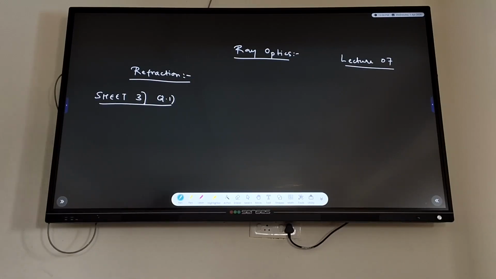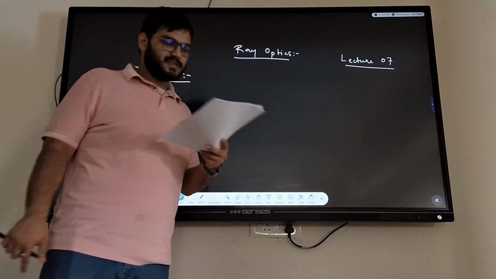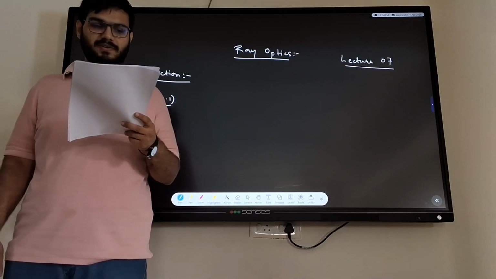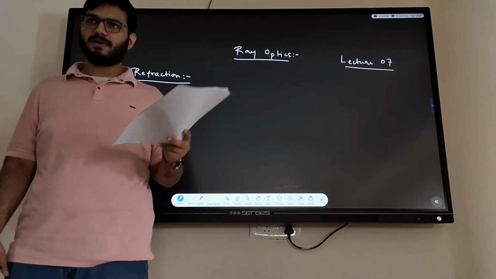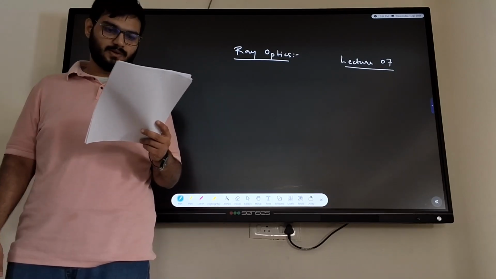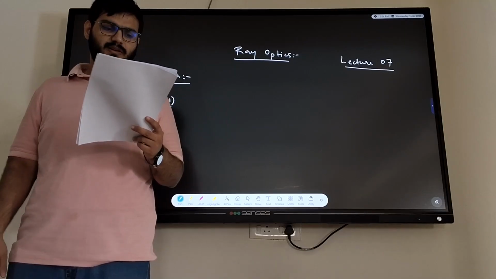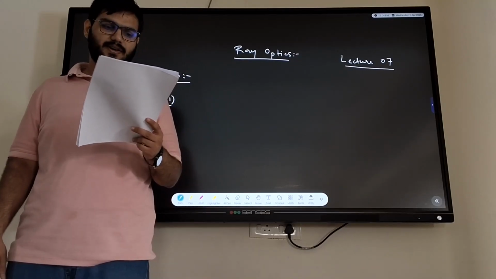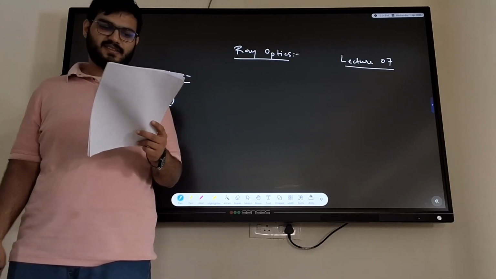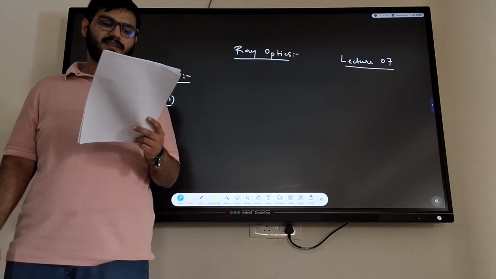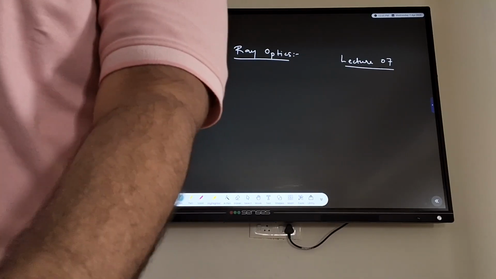Okay, then I'm starting with the question. The time taken by light to travel in two different media is given to be T1 and T2, and it's also given that the two different media have the same thickness. The difference in time is given: T2 minus T1 equal to 5 into 10 to the power minus 10 seconds. And the ratio of the refractive indices is given. Now you have to find the thickness of the material.